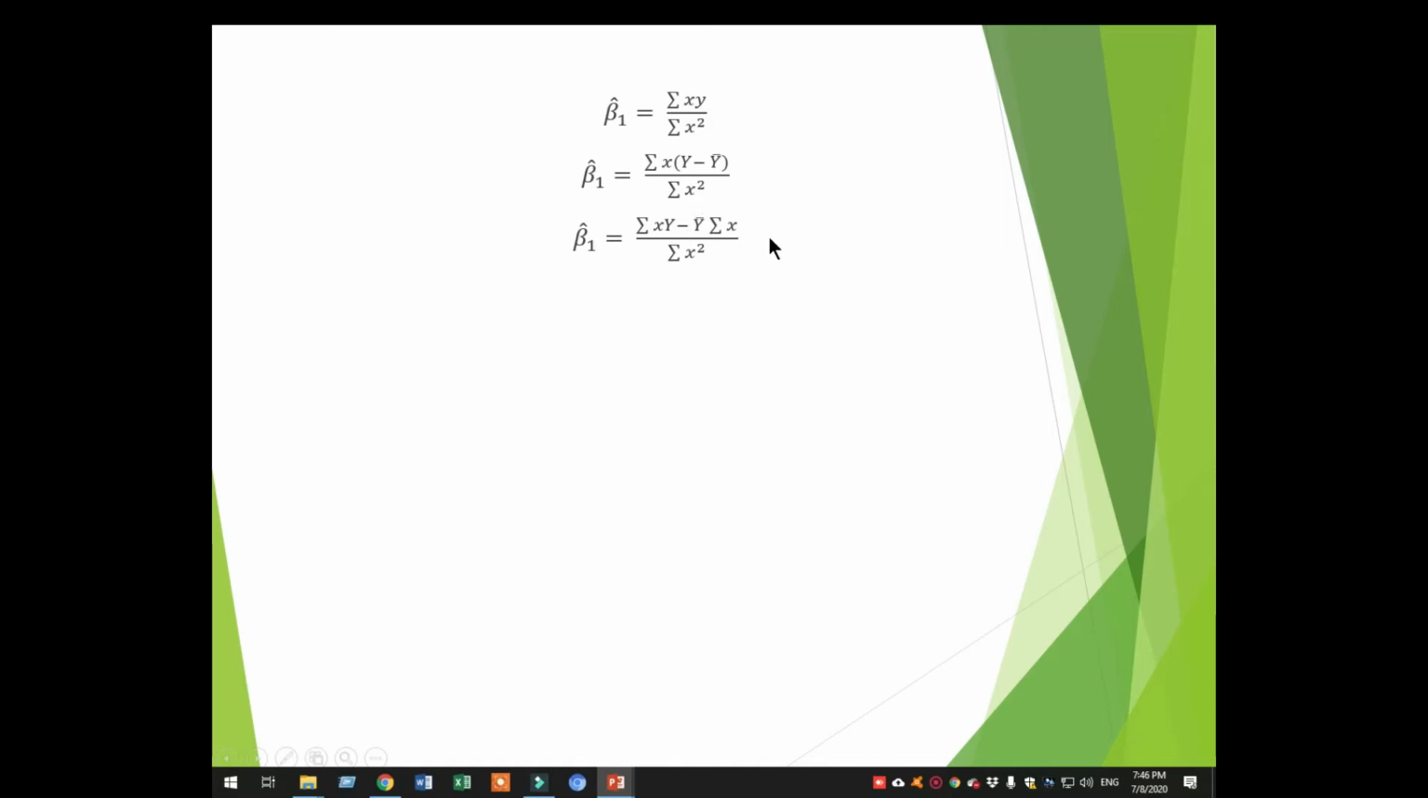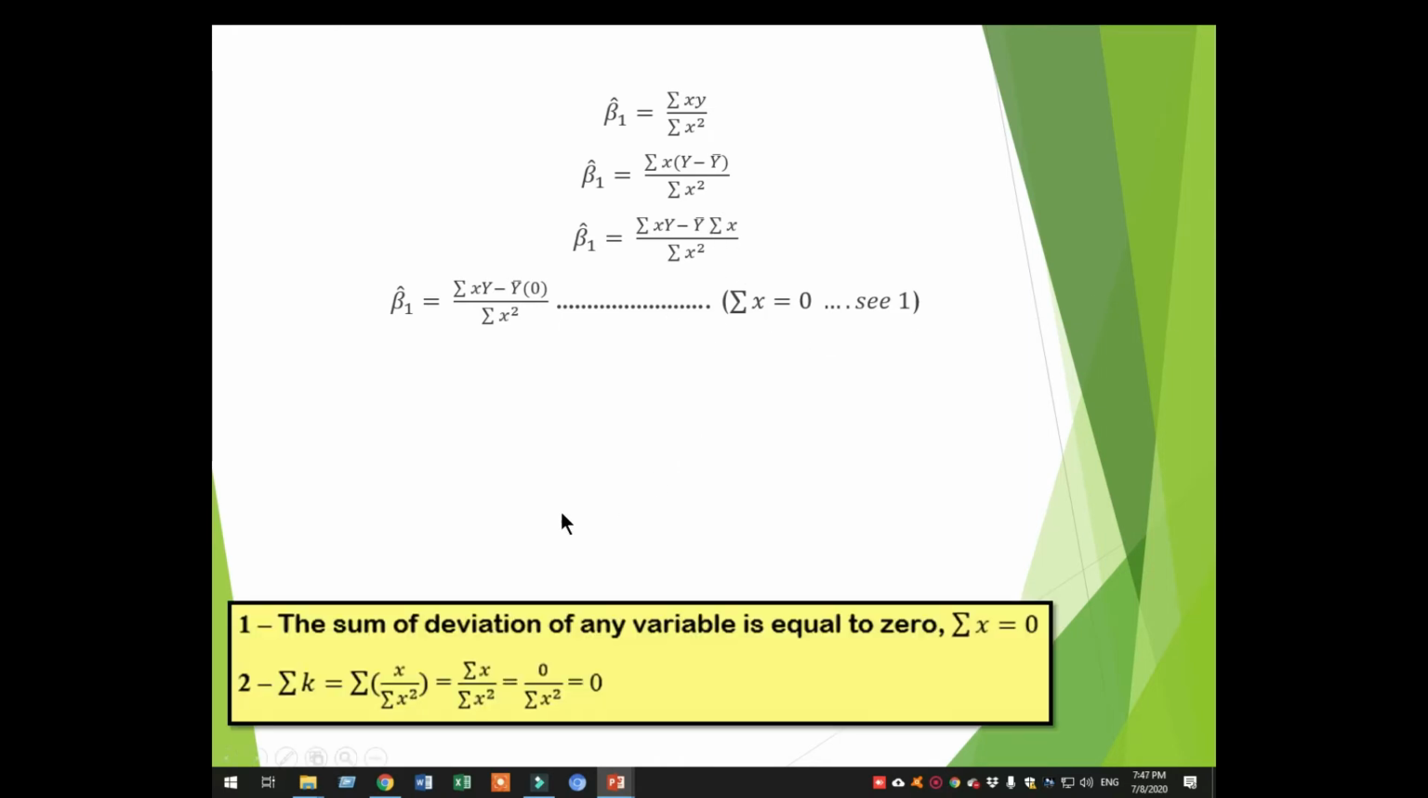And we know that summation small x is 0, because the sum of deviations of any variable is 0. You have also done that. So if I put this 0 over here, I've just shown you the proof of it, but anyway, here I am just putting it as 0. Then we get only summation x into y divided by summation x square, and I have just written it in this form.